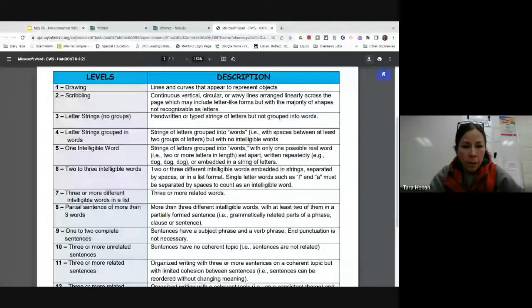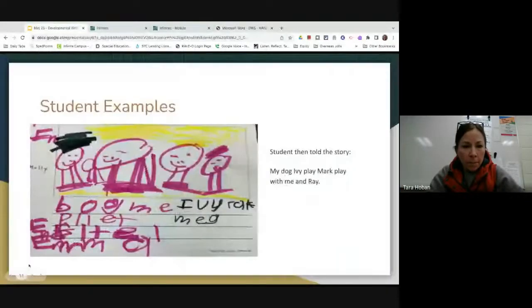Right. And then we also included, so we had the student tell us, what does your story say? And she said, my dog Ivy, play Mark, play with me and Ray. So it's nice to do that afterwards, just to see, does anything match up? What is she thinking when she's writing this? So I thought that was kind of interesting. Should we take a look at the next slide? Mm-hmm.